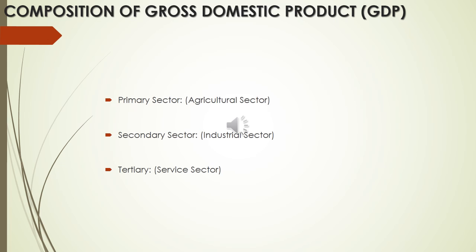Now, composition of gross domestic product. The Indian economy is broadly classified into three sectors: primary sector or agriculture sector, secondary sector or industrial sector, and tertiary sector or service sector. So what are all included in calculating the GDP? The Indian economy is broadly divided into three sectors: primary, secondary, then tertiary.